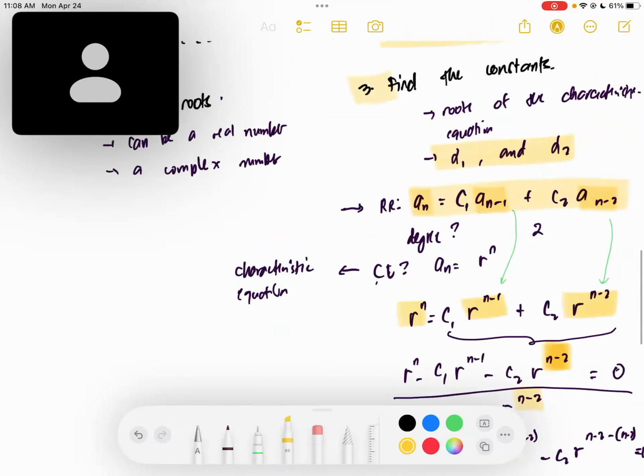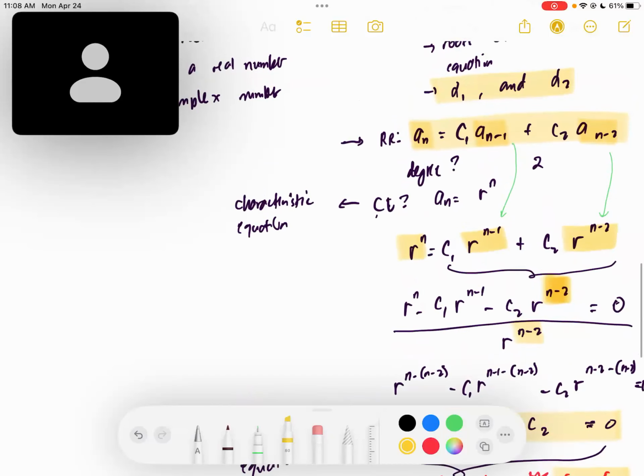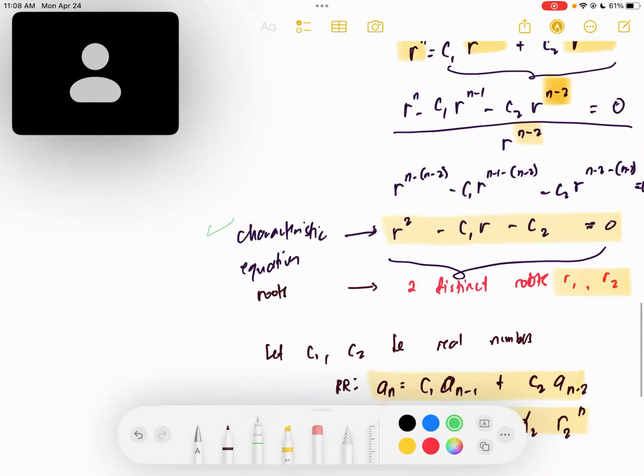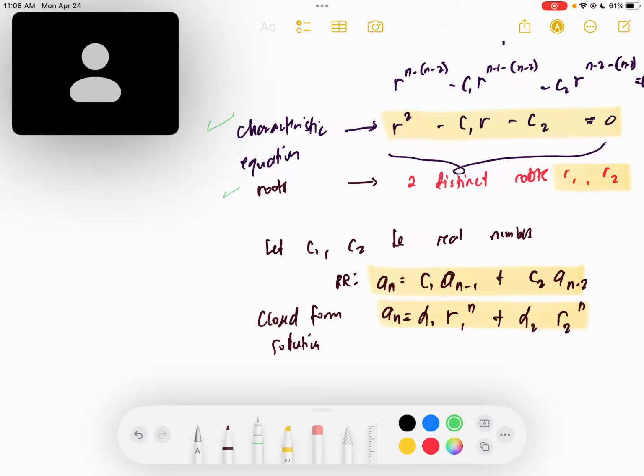And that involves first determining the degree, and then getting the characteristic equation. And after finding the characteristic equation, then we can find the roots of the characteristic equation, r sub 1 and r sub 2. And by theorem 1, we have this closed form solution a sub n equals alpha 1 r sub 1 raised to n plus alpha 2 r sub 2 raised to n. Yung r na ito is r sub 1 and r sub 2, the roots of the characteristic equation that we have found.